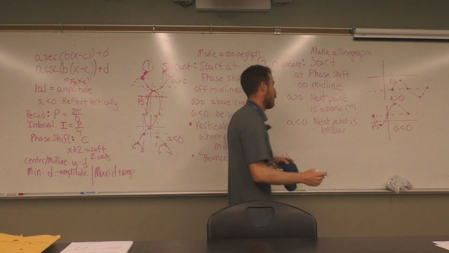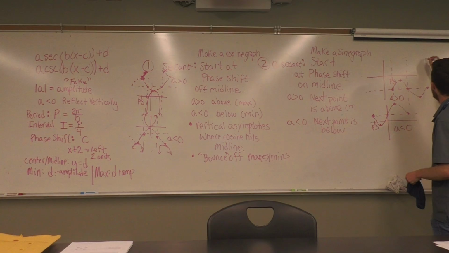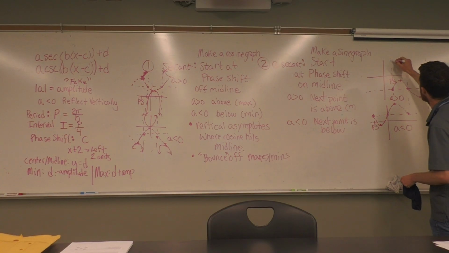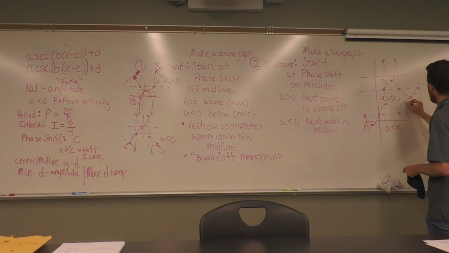And then going over here, looks a little bit different. I already can include 3 vertical asymptotes. This is the one that you can really get the full picture of. This is a graph of cosecant.